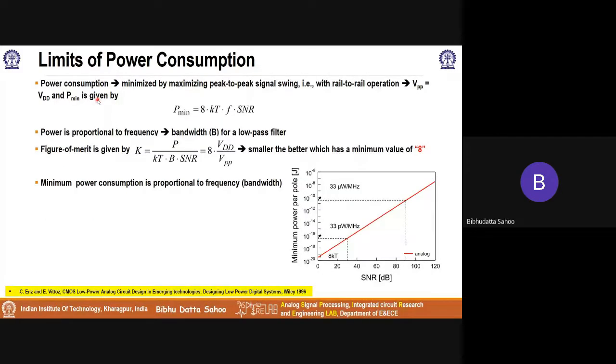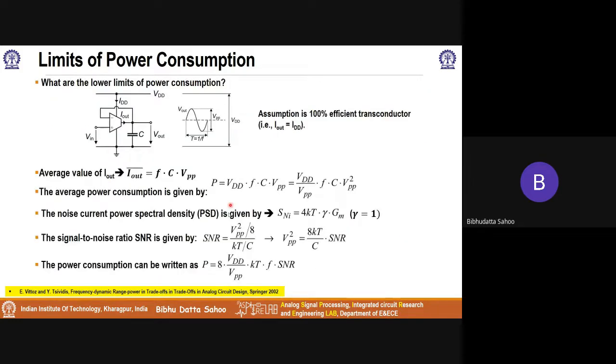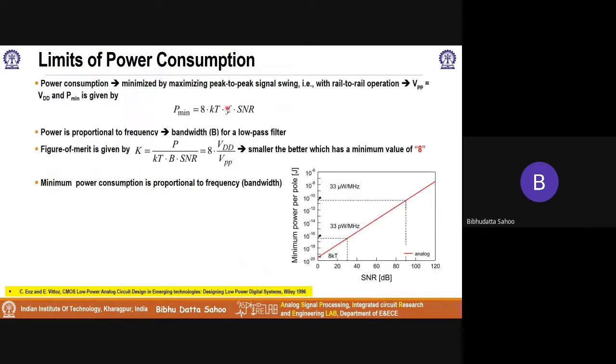So power consumption is minimized by maximizing peak-to-peak signal swing, that is with rail-to-rail operation, VPP equal to VDD, and P min is given by this expression, because VDD over VPP equal to 1, so 8 kT F by SNR. So power is proportional to frequency, which is now, as I said, an indication of the bandwidth of the circuit over here. In case of a low pass filter, it is the bandwidth. In case of other circuits also, it will turn out to be the bandwidth. If I want to operate at a higher frequency, that means I have to enhance the bandwidth of the amplifier.